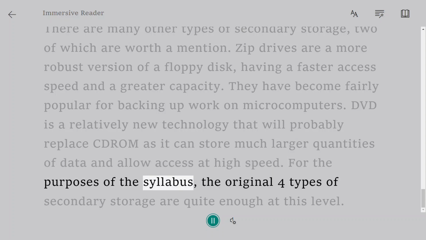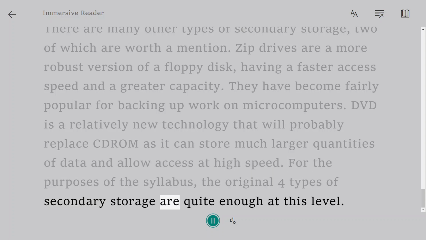For the purposes of the syllabus, the original four types of secondary storage are quite enough at this level.